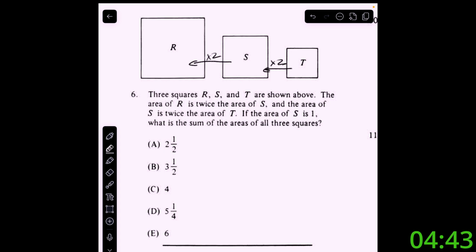If the area of S is 1, what is the sum of the areas of all 3 squares? All right, so if S is 1, then R is 2. The area of R is 2. If S is 1, the area of T has to be 1/2. And they're asking about the sum of these, which is 3.5. If my math is correct, B, 3.5.